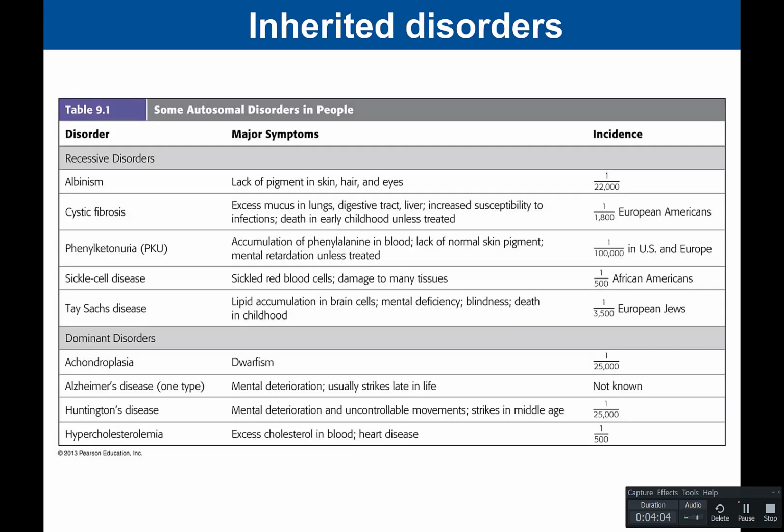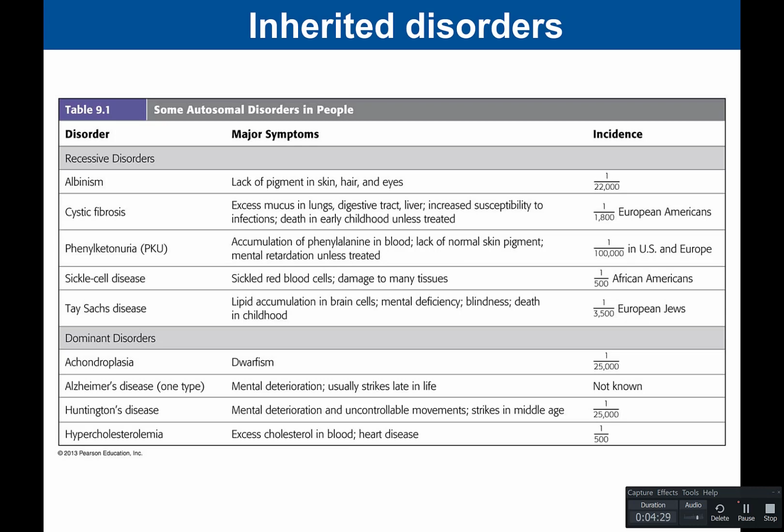So here are some examples of inherited disorders. You do not need to memorize this table. It was just to give you an idea of some autosomal dominant and recessive disorders. So we'll start with albinism. The major symptom of that would be lack of pigments in hair, skin, and eyes. The incidence of this is very rare, 1 in 22,000.